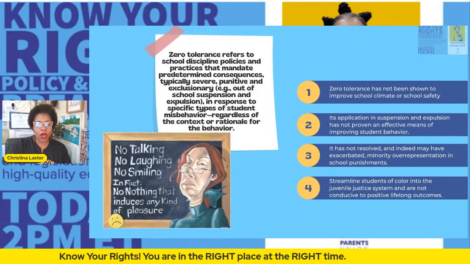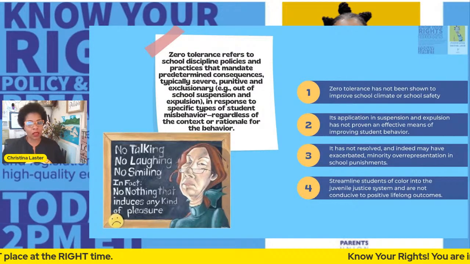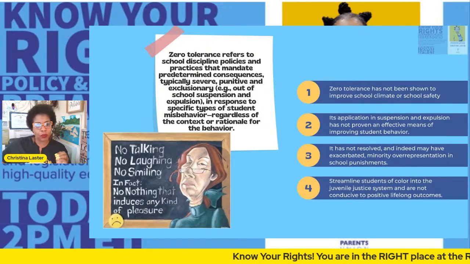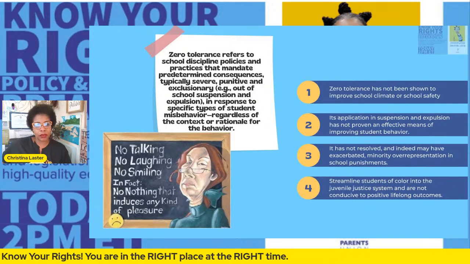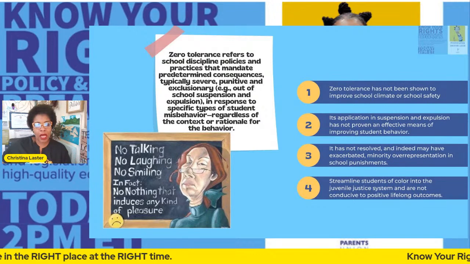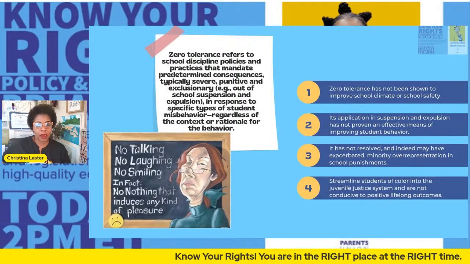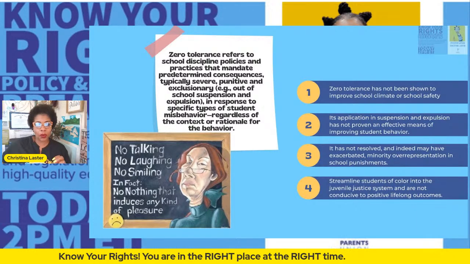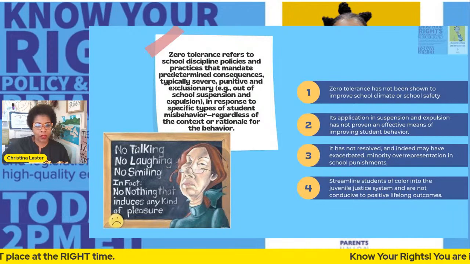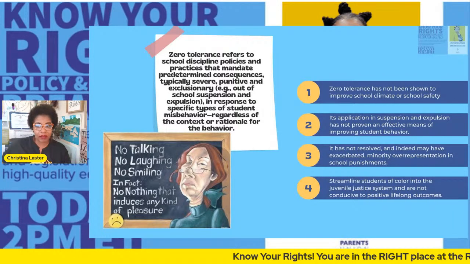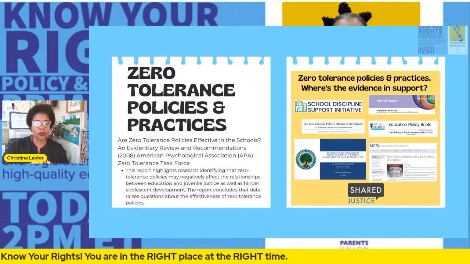Streamline students of color into the juvenile justice system and are not conducive to positive lifelong outcomes, right? So zero tolerance practices have been proven to streamline students of color into the juvenile justice system and are not conducive to positive lifelong outcomes. Another portion of the population that is overrepresented in school punishments is students with disabilities, right? And there's some overlap there. So, really looking at ways to impact policy and practice changes is why it is important to know your rights, important to have this data, and important to have the resources in your toolkit to be able to advocate for better. Let's go to the next one.